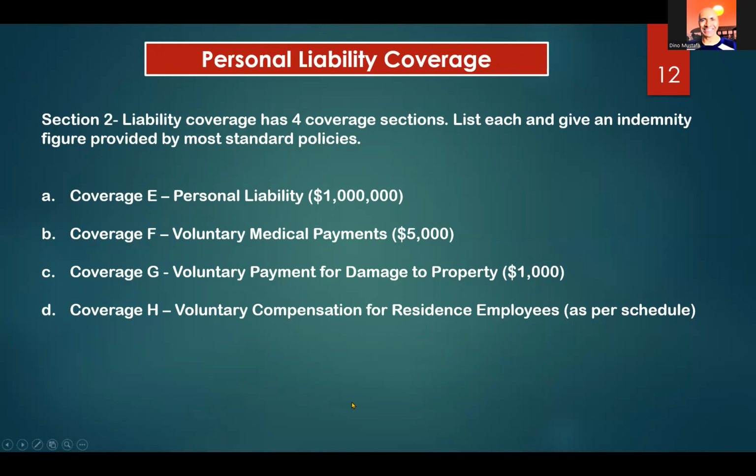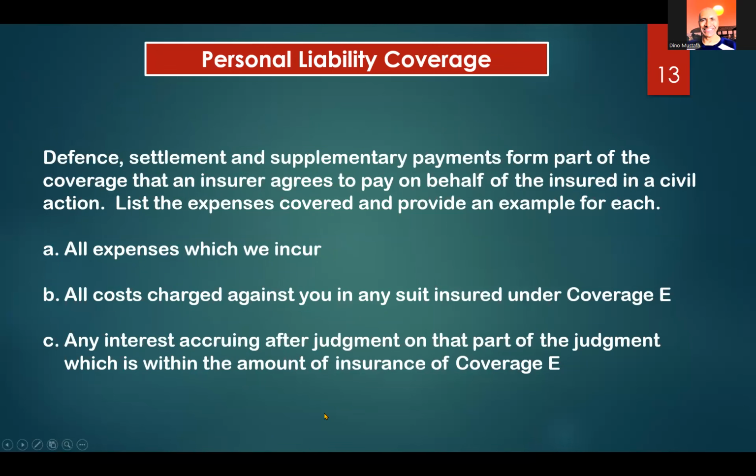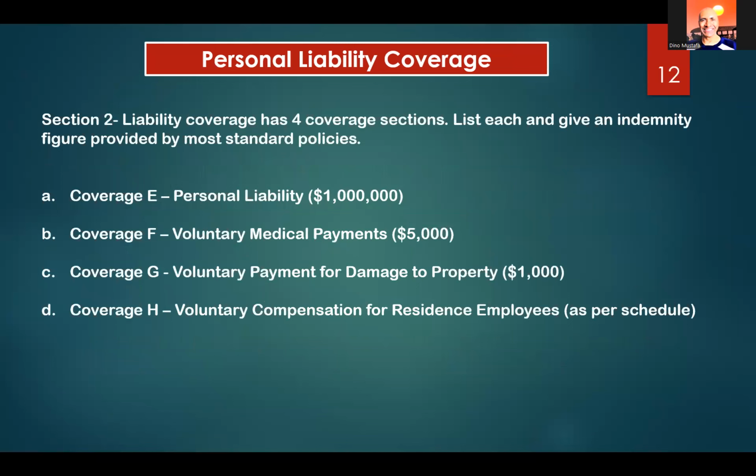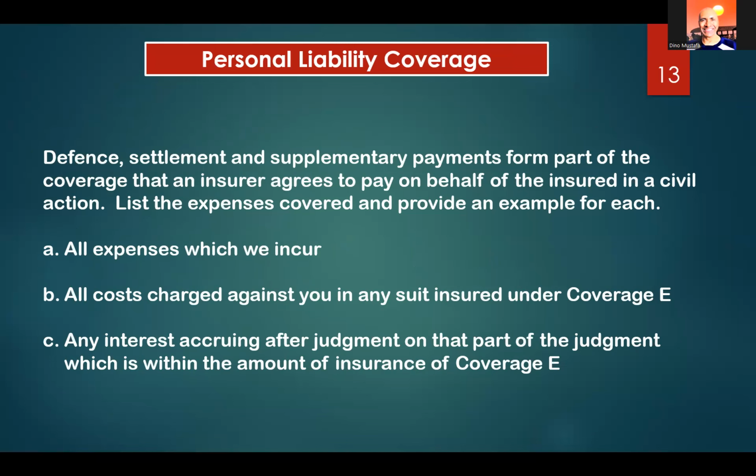Then now we're going to see the voluntary medical and voluntary property damage. So just the definition of the coverage: E, personal liability, 1 million, defense, settlement, the lawyer fees, any court fees, everything will be provided, and the settlement, like the compensation being asked by the other party who is suing your customer. So if the customer loses the case, the insurance company will pay up to the limit, and 1 million is usually the limit.